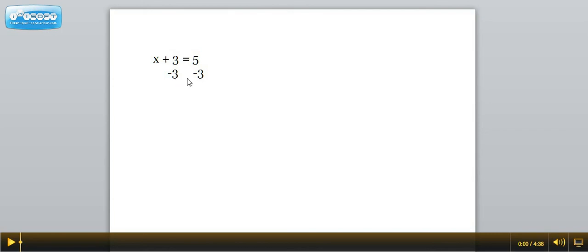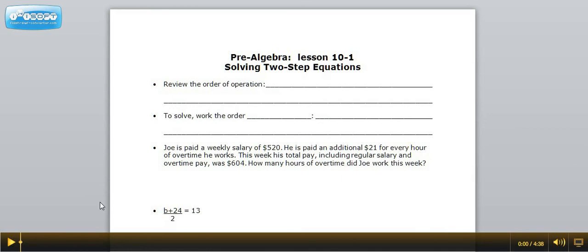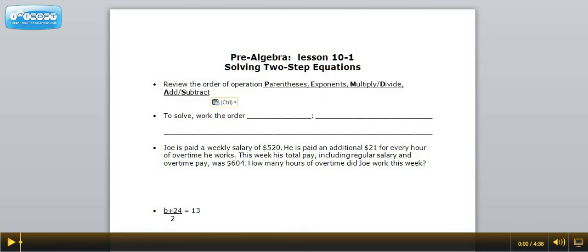What we do to one side, we have to do to the other. This, of course, cancels out, so I'm just left with x equals 2. So now let's take that a step further. But before we make that leap, fill in your orders of operation. This is the please excuse my dear Aunt Sally. So take a second and fill that in.